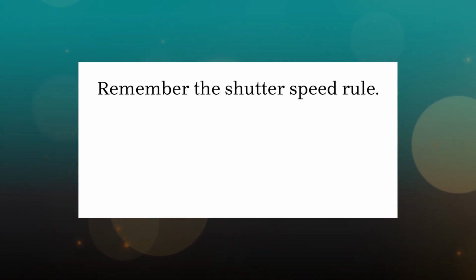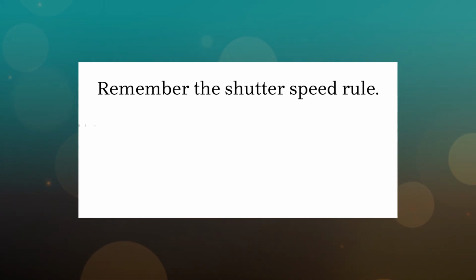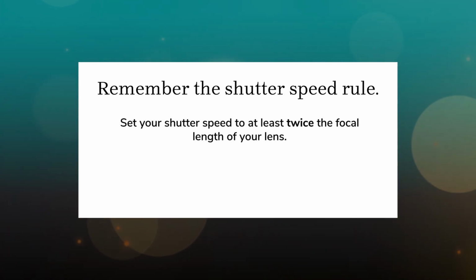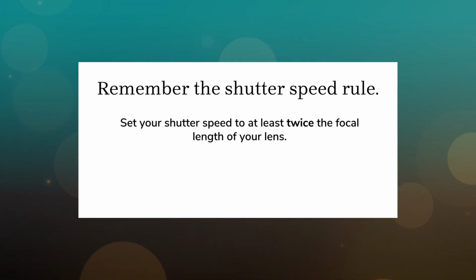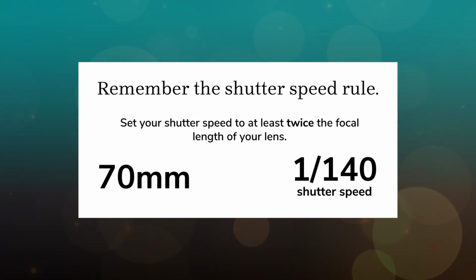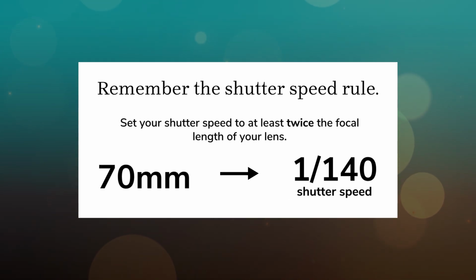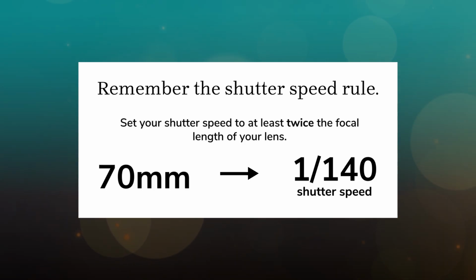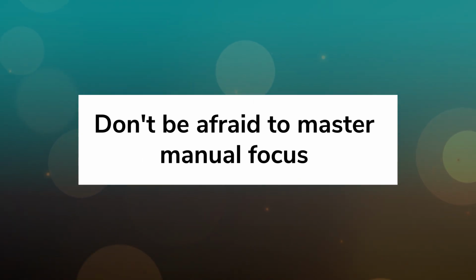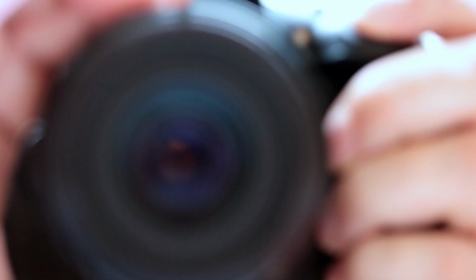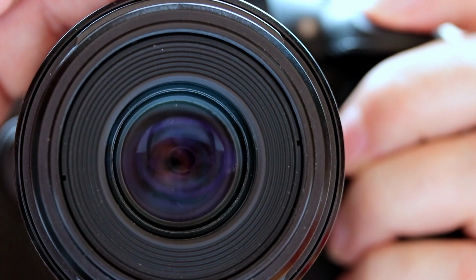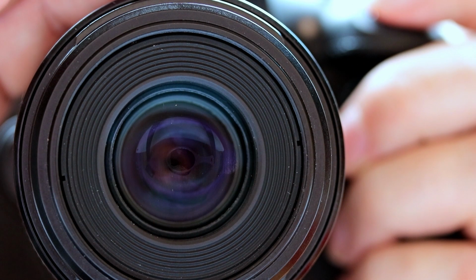First, remember the shutter speed rule. A good starting point is to set your shutter speed to at least twice the focal length of your lens. So if you're using a 70mm lens, shoot at 1/140th of a second or faster. If your subject is moving, go much faster. Second, don't be afraid to master manual focus. If your autofocus is struggling in low light or low contrast situations, switching to manual can be a total lifesaver.